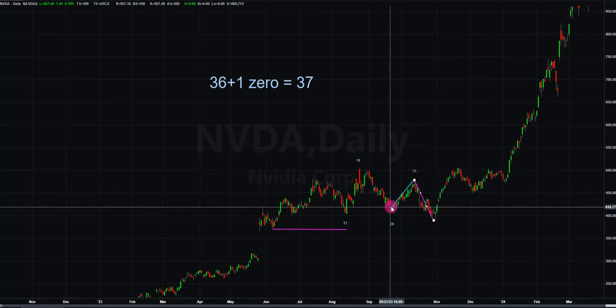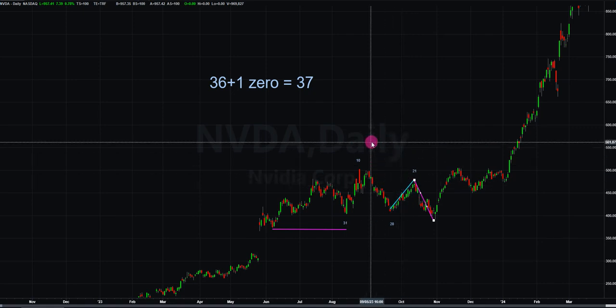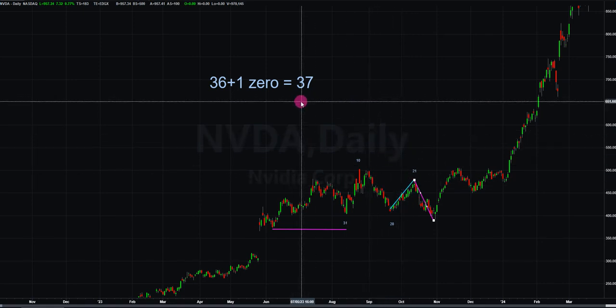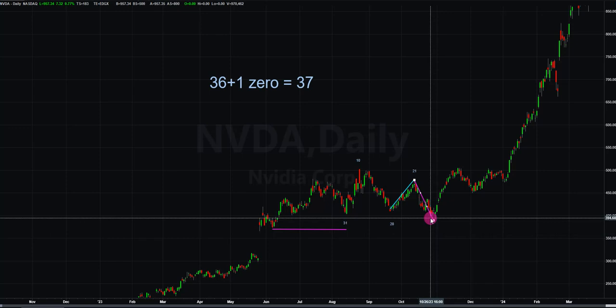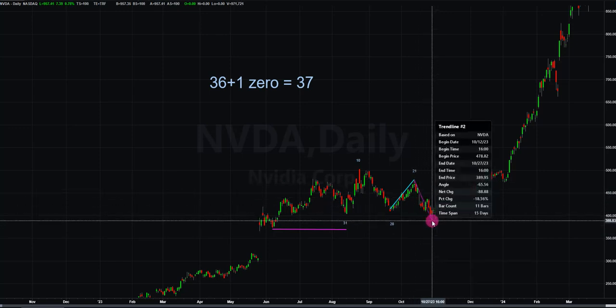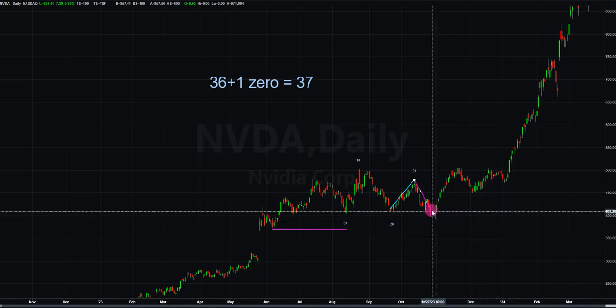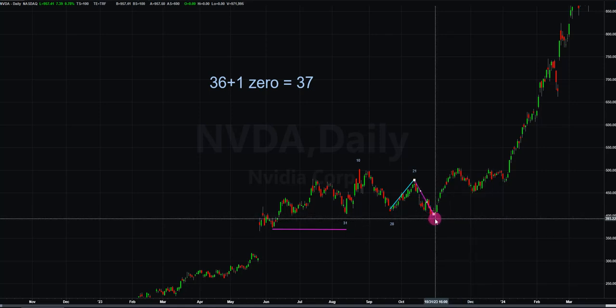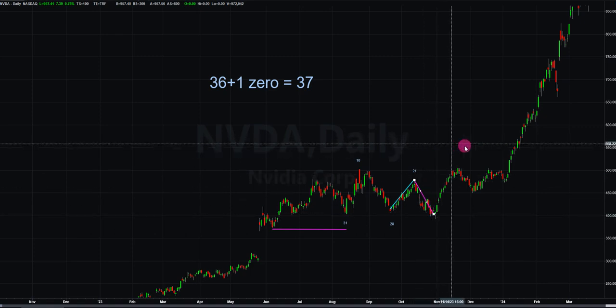The next swing up is 21 days. Subtract from 37 gives us 16 days down. Gets us down to the area of the low. This bar is 15, this bar is 18, right around the weekend. We had the false breakdown and then the rally up off of that point.